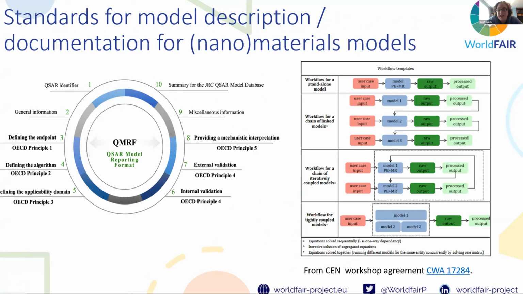And nanomaterials models or nanoinformatics models typically come into two distinct categories. So the first category is the data-rich models or the data-driven models, where you have a large data set and you're then trying to find some commonalities between the structure or property of the nanomaterial and the effects that it induces. So structure activity or structure property relationships. And these are very well established for chemicals. So there's a well-established QSAR model reporting format.